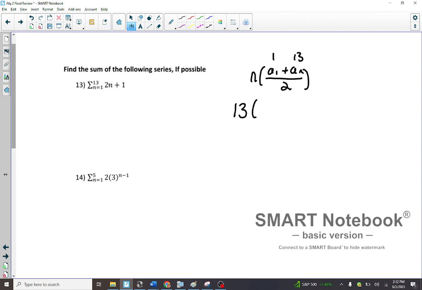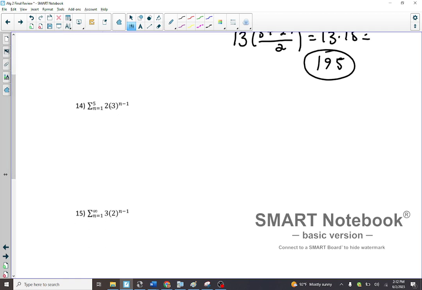So plugging in 1 in this case, 2 plus 1 is 3. And plugging 13 in this case, 26 plus 1 is 27. This is 30. 30 divided by 2 is 15. So 13 times 15, everyone could do that in their head, 195.